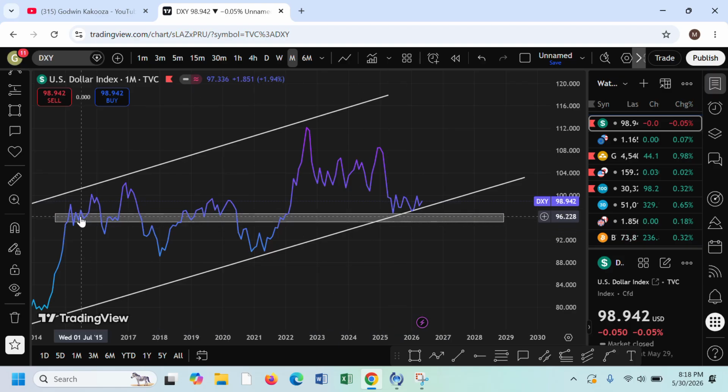So price has been making the first touch, second touch, third touch, now the fourth one. On the trend line, this is the third touch. And on the support and resistance, this is a support zone now, because price hasn't yet closed below this zone, but it is still here.